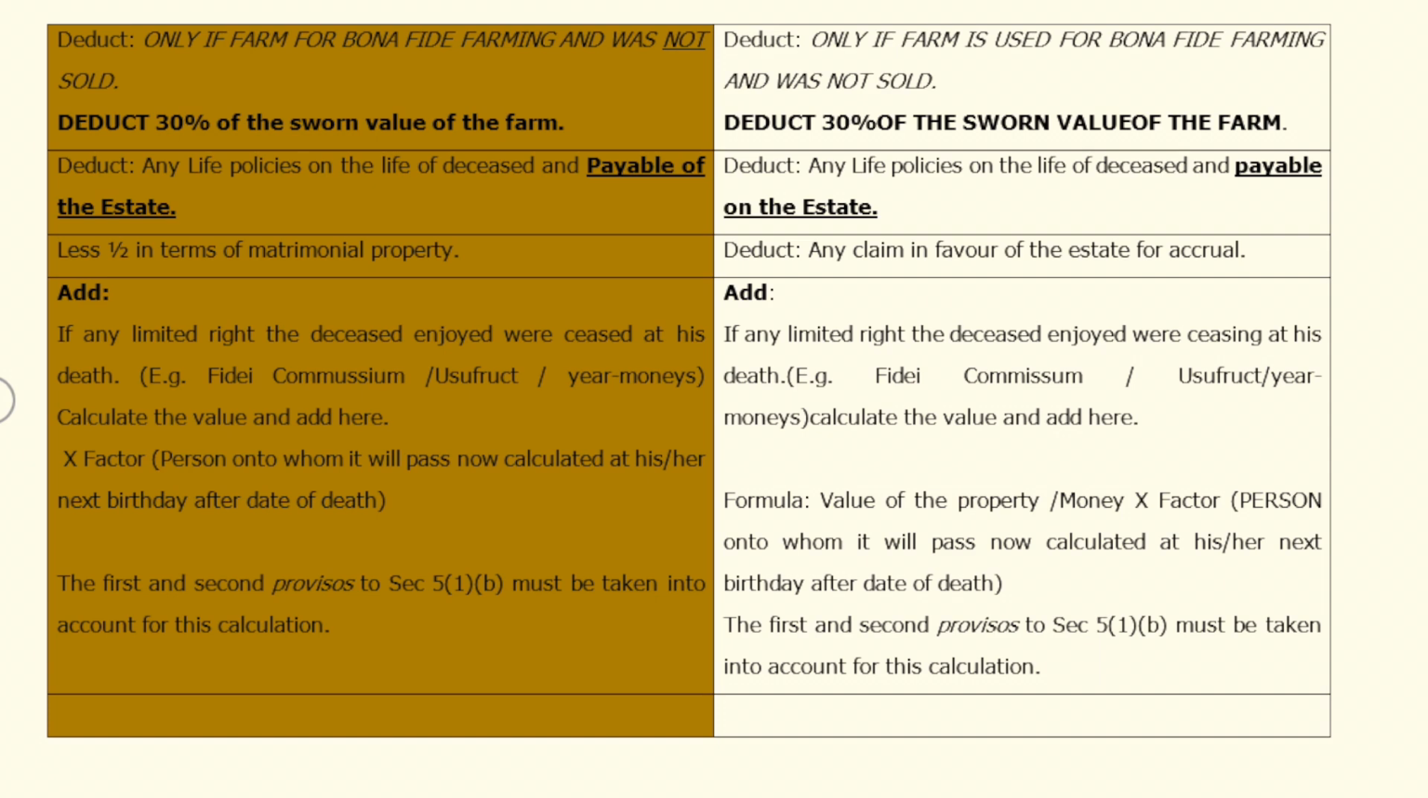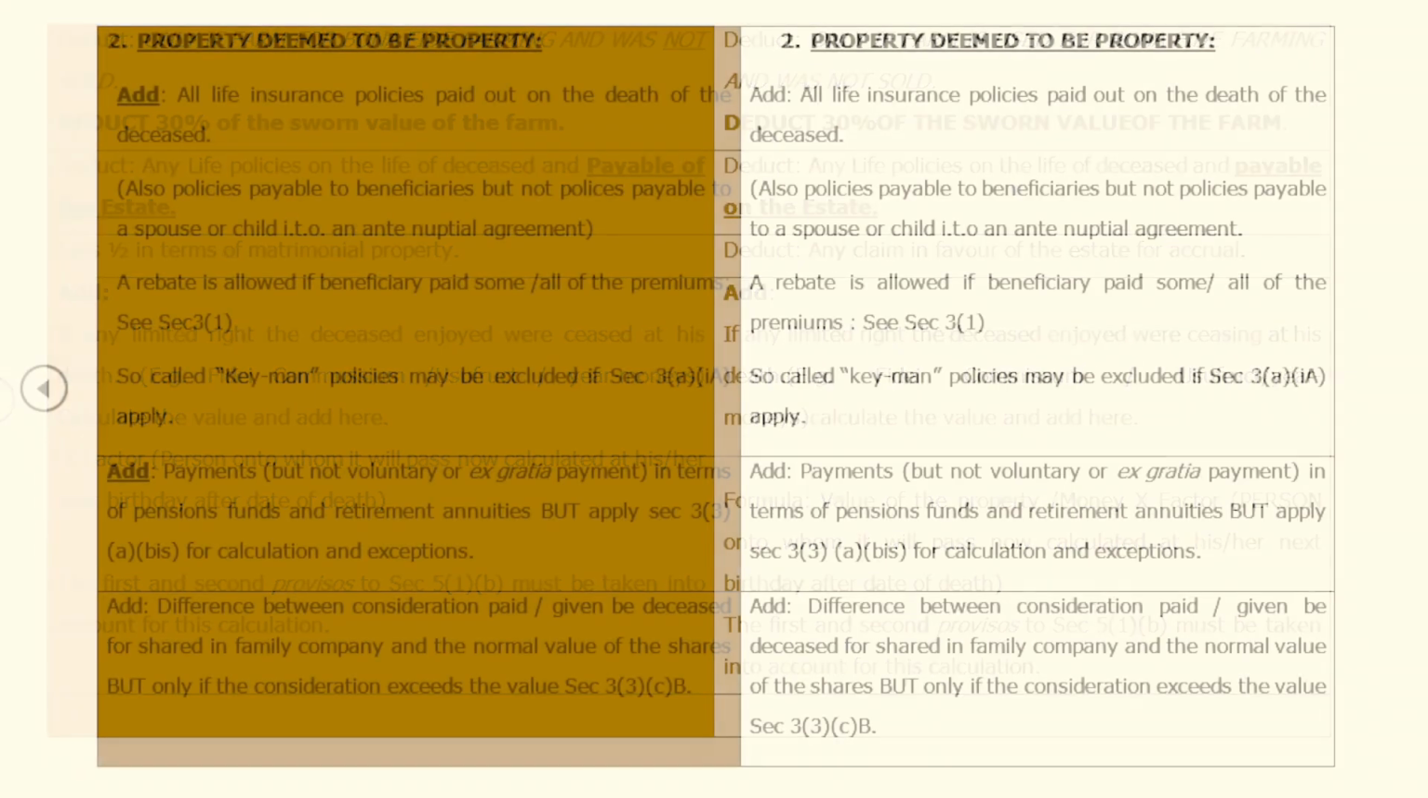And also on the side of column B, you do the same thing. You will add any limited right that the deceased enjoyed at the time of their death. There is a formula that you see on column B on how to calculate this right. Sometimes they give it to you on the question paper because it's too much time to calculate this.